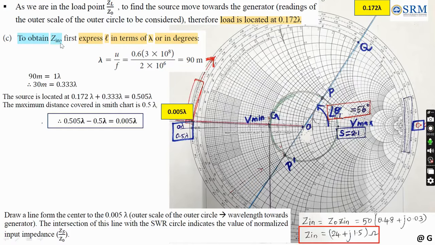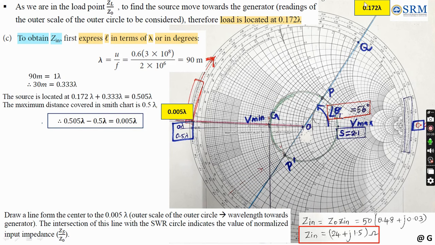To find the input impedance, that is Zin, we first have to express the length of the transmission line, which is 30 meter, in terms of lambda or in degrees. It will be easy to work with lambda. We know the relation between wavelength and frequency: wavelength is velocity by frequency. That is 0.6 times the speed of light divided by 2 megahertz given in the question. So we get 90 meter. If 90 meter equals 1 lambda, what about the given length 30 meter? That is equal to 0.333 lambda.